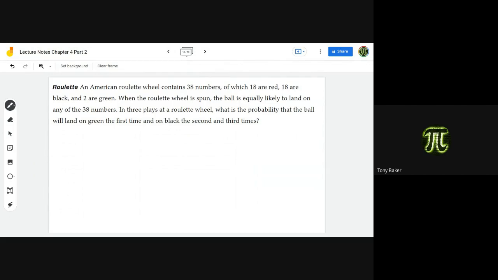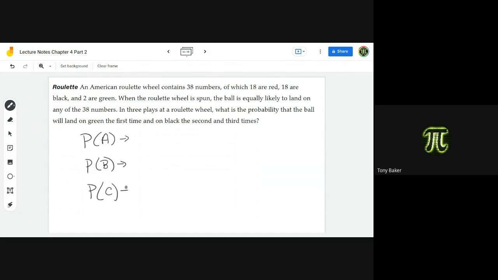All right, so in 3 plays at the roulette wheel, what's the probability that the ball will land on green the first time, black the second and third times? First thing we have to figure out is, are those events independent? Yes, because what we just talked about, 3 rolls of the wheel are all independent. So we have A, we have B, and we have C.